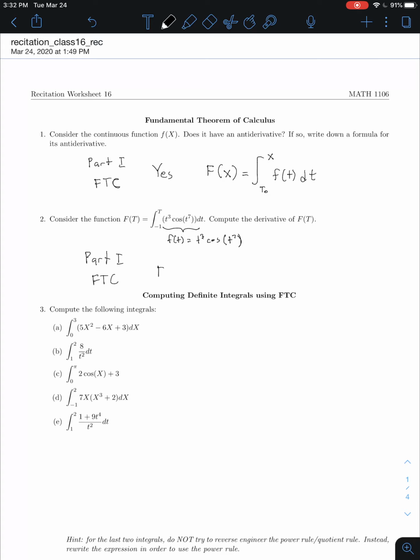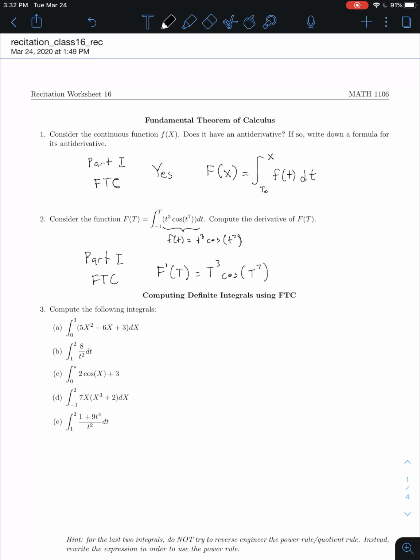to write that F prime of uppercase T is, well, this is going to be f of uppercase T, which is T cubed cosine T to the 7th. So both of these first two questions are applications of the first part of the fundamental theorem.